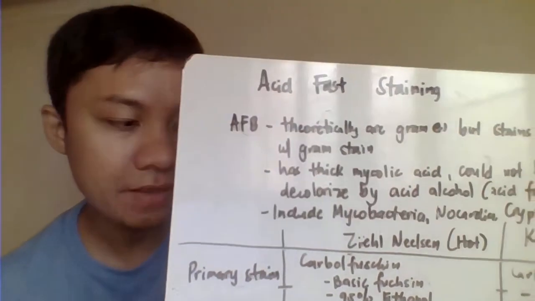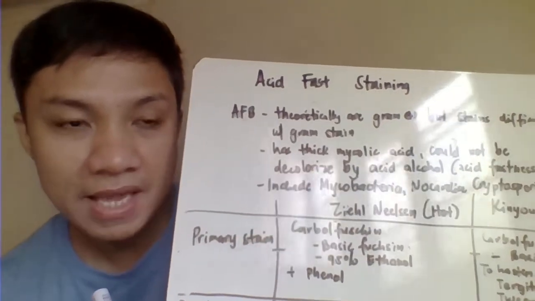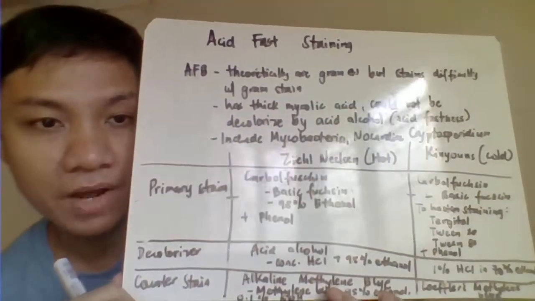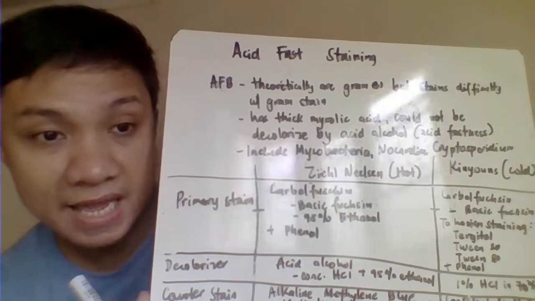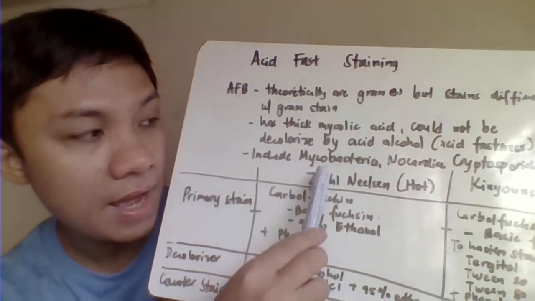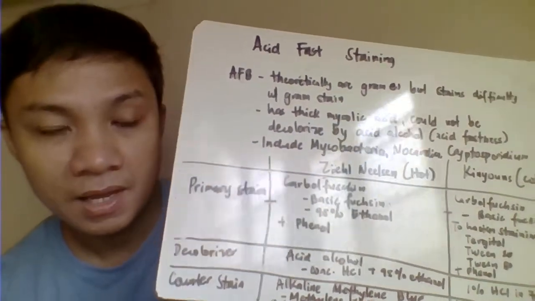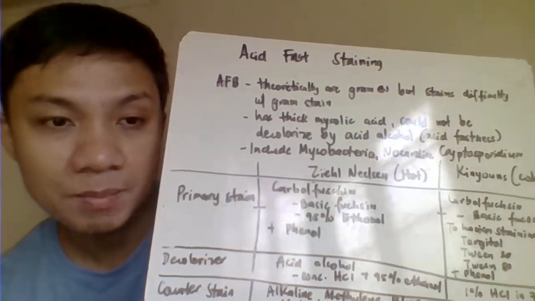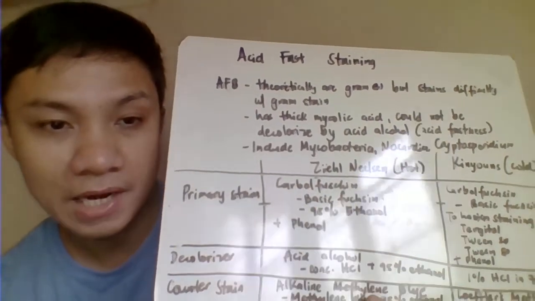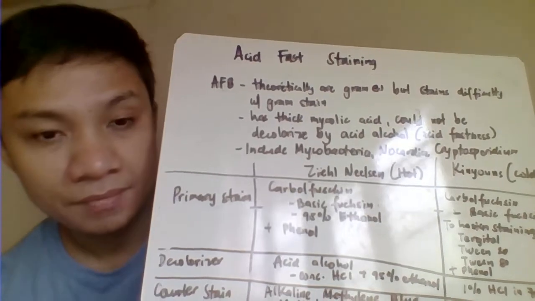Okay, the next lab activity we have here is the acid-fast staining. The acid-fast staining is basically for identification of our acid-fast bacilli. Acid-fast bacilli include the group of your mycobacteria, nocardia, and we also have cryptosporidium. And they are identified by a very special cell wall structure made up of a thick mycolic acid.